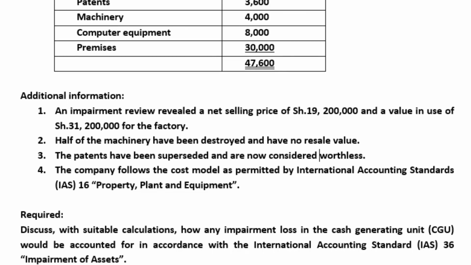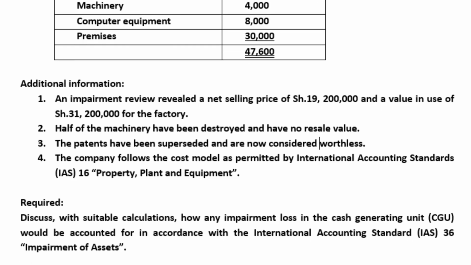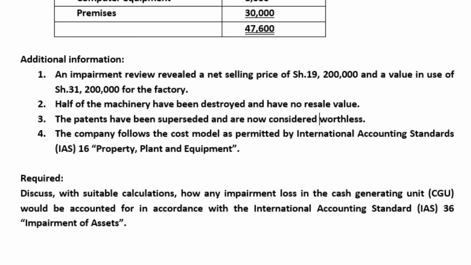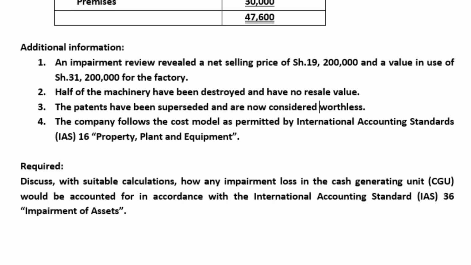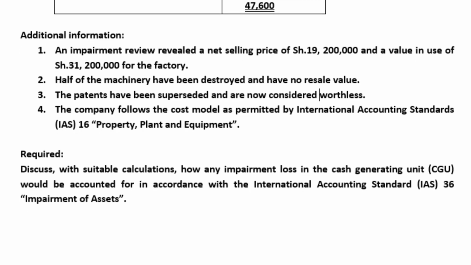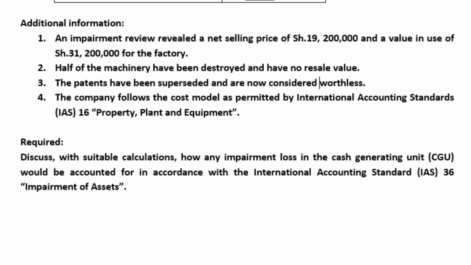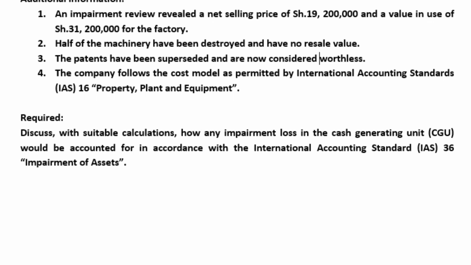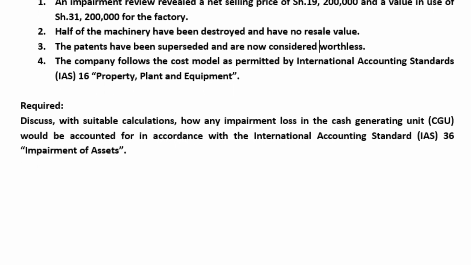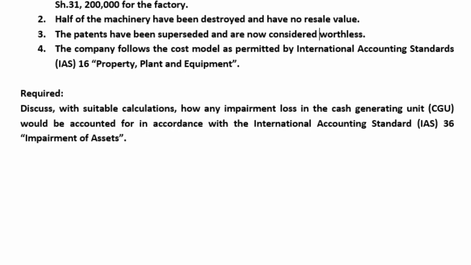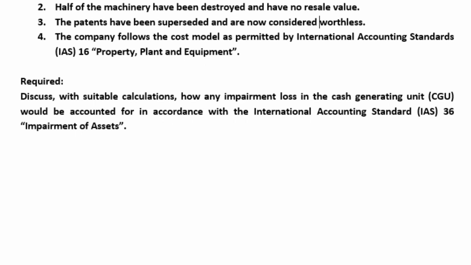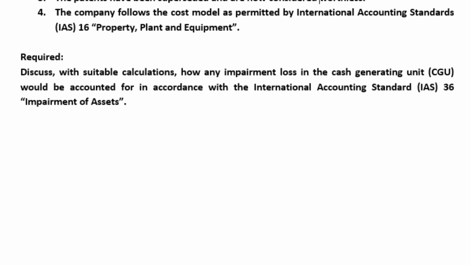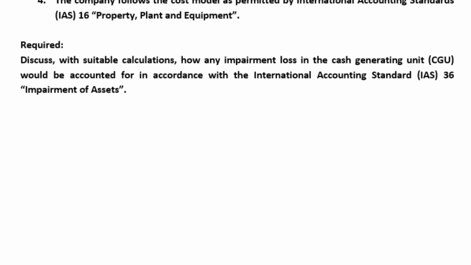So that means the property, plant and equipment owned by this company are accounted for using the cost model. Remember, if the company is accounting for its assets using the cost model, then the full amount of impairment loss should be deducted from the value of the asset. That is the implication, or the importance, of that point. So what you are required is to discuss with suitable calculations how any impairment loss in the cash generating unit, CGU, would be accounted for in accordance with International Accounting Standard number 36.